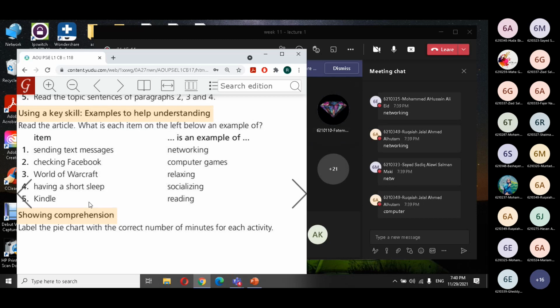Kindle. I didn't explain the words, but Kindle only we have. You know what's Kindle? Kindle is reading online. Okay, you know online books. If you read online books, okay, not paper books, they call it Kindle reading. So Kindle reading means reading books online, e-books, electronic books.